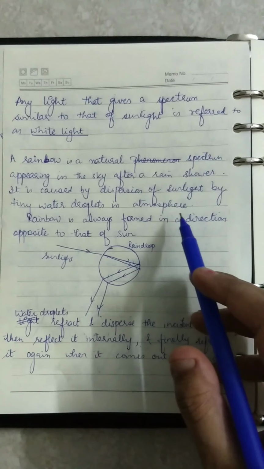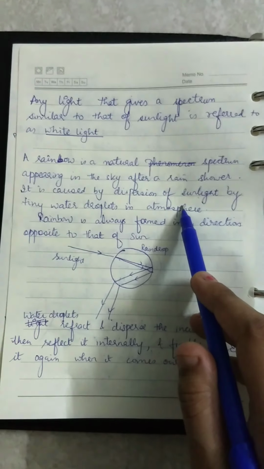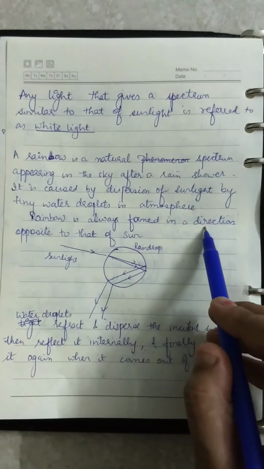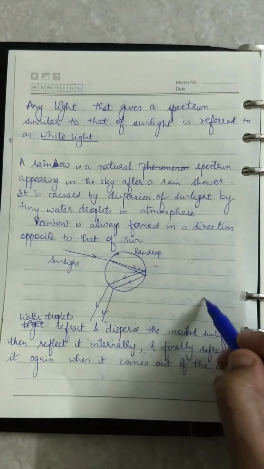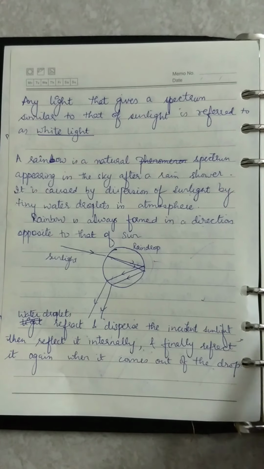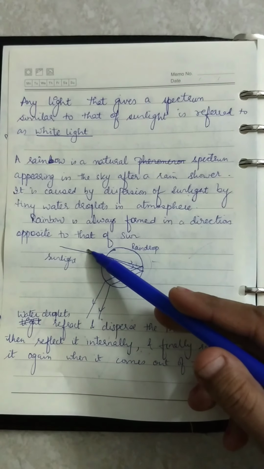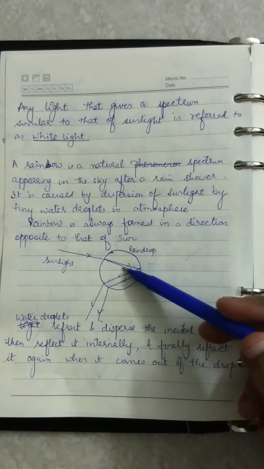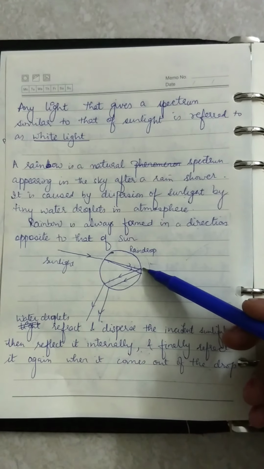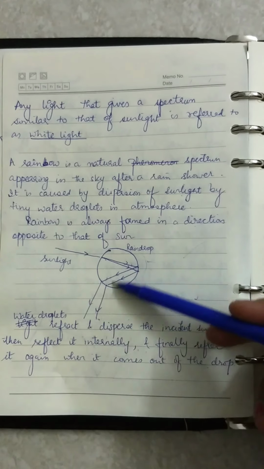So rainbow is formed by the dispersion of sunlight by tiny water droplets. A rainbow is always formed in a direction opposite to the sun. If the sun is in this direction, the rainbow will be formed in the opposite direction. Water droplets refract and disperse the incident ray. You can observe incident rays coming. Droplet rays are refracting and dispersing into 7 different colors, then reflecting internally and finally refracting again when they come out of the drop.